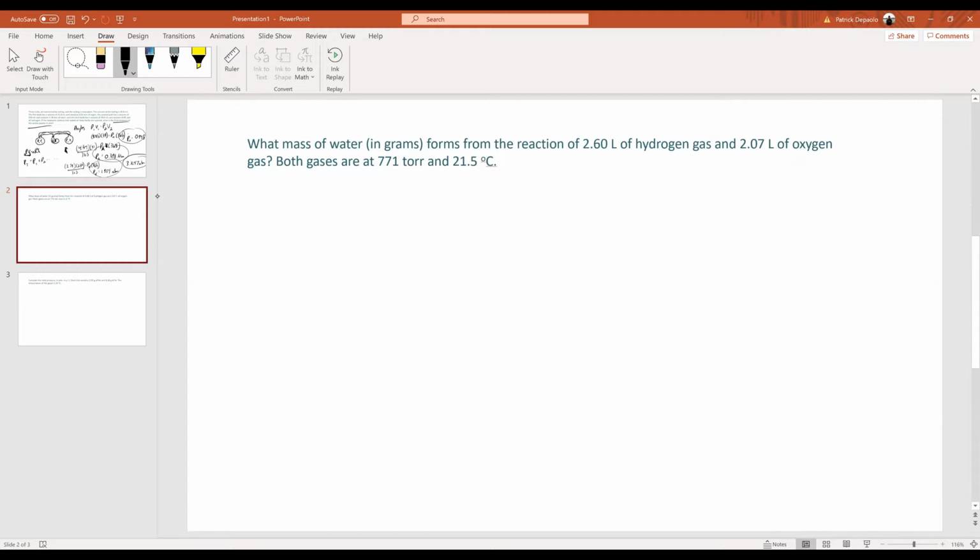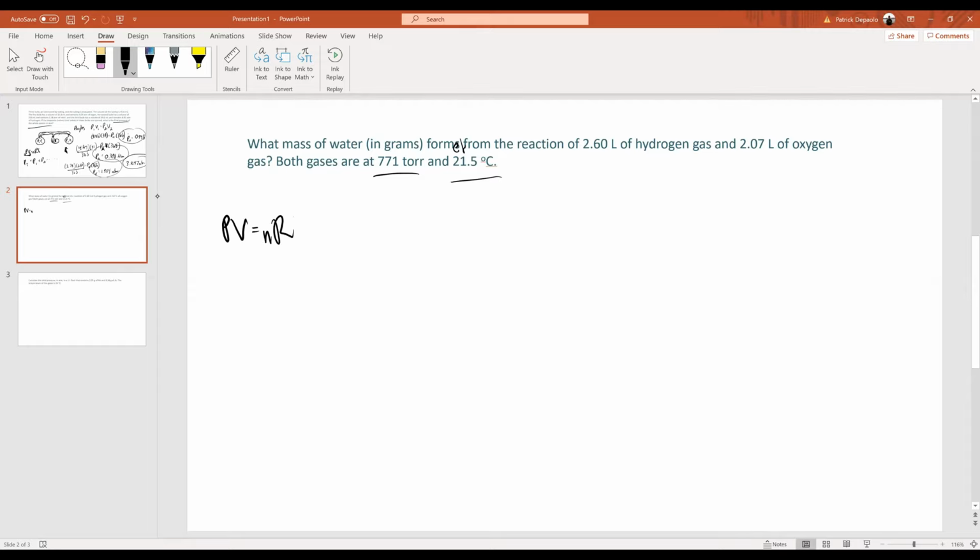All right, next. So what is the mass of water in grams formed from the reaction of 2.6 liters of hydrogen gas and 2.07 liters of oxygen gas? Both gases are at this many torr and this many degrees Celsius. Okay, so whenever in a gas problem they're asking for grams or for moles, automatically think PV equals nRT. Even though Avogadro's law involves moles, still most of the time you're going to be using PV equals nRT.